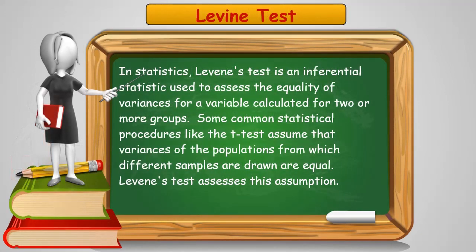Now, before we look at the output of this in KNIME and do a working example, I want to introduce one more thing, and that's the Levene test. In statistics, it's an inferential statistic used to understand the equality of variances between two groups. Some common statistical procedures like this t-test assume the variances of populations are equal or different, and this test is going to help us understand if there is an equal or unequal variance.